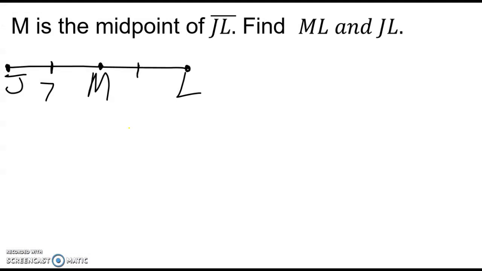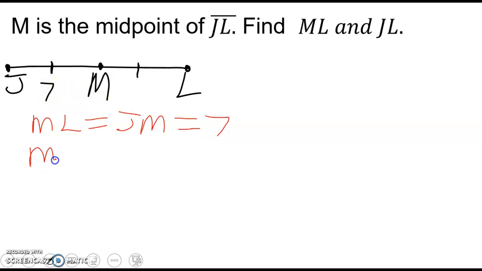Okay, let's solve a problem. M is the midpoint of JL. If that is the midpoint, then what do we know? That means the segment JM is going to equal ML. So ML is equal to JM, which is equal to 7. So JM is equal to 7. Therefore, ML is equal to 7. They ask us to find JL.